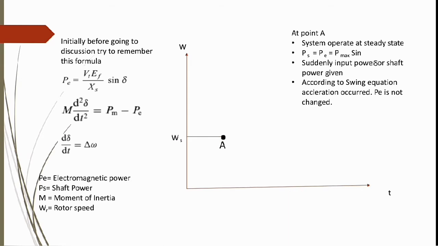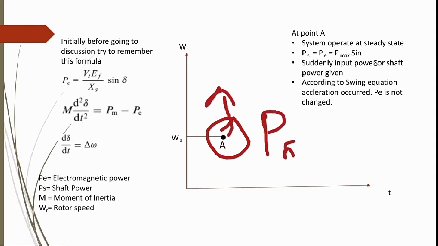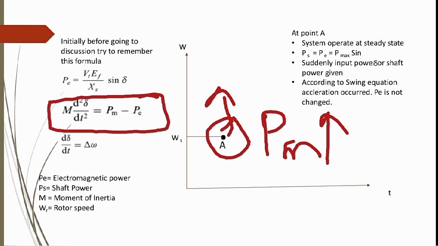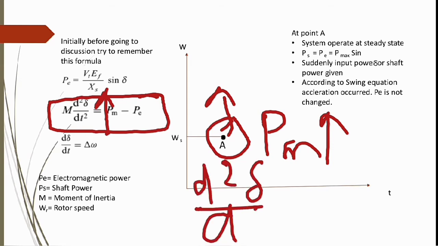So at point A, what happened? Suddenly we give the input shaft power. That means suddenly Pm is increased. So if Pm is suddenly increased, what happened? There is a condition of acceleration. That means the rotor will start to accelerate.